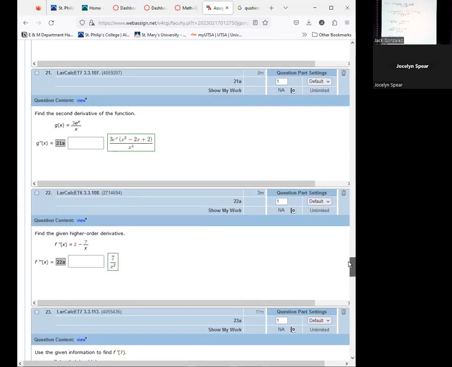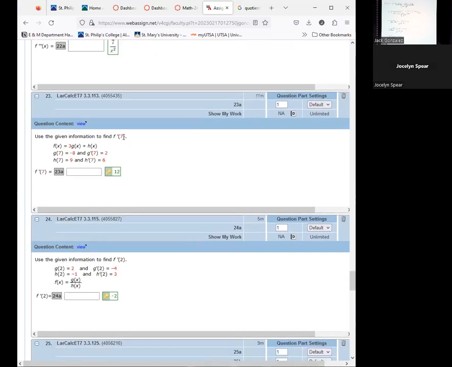But that's it. For the rest, 22 gives you the original, and they tell you to find the second derivative. So you do one derivative, and then you do it again on the result. Nothing insane. Okay, cool.